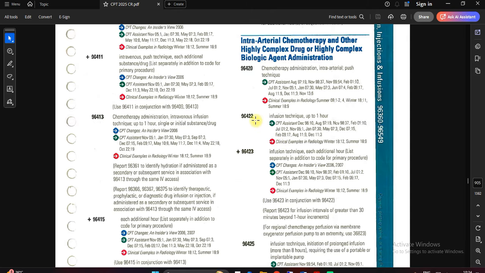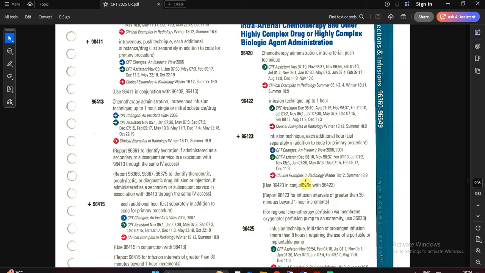96422, intra-arterial infusion technique, up to 1 hour. We need to use 96422. Next one, 96423, infusion technique, each additional hour, 96423. So tell me now. For example, if the patient has had intra-arterial infusion for up to 3 hours, how do we code? Please mention in the comment section of this video.